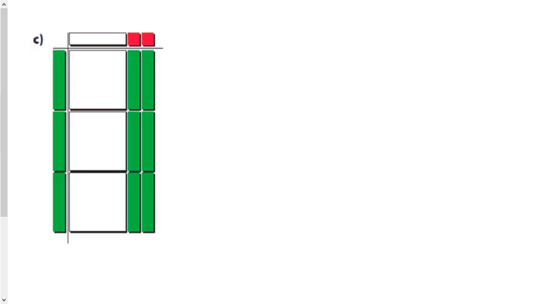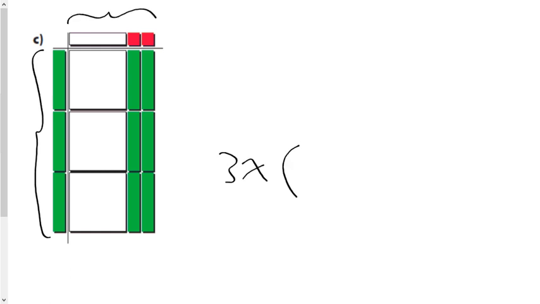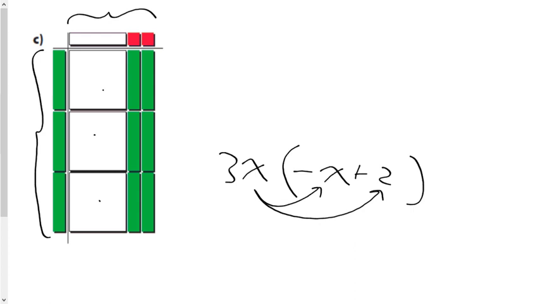And finally, our C looks confusing, but it's not so bad. Our monomial is here, which is 3x, multiplied by our length, which is going to be a negative x plus 2. If we were to expand without modeling it, we would use distributive property, but it's already been done for us because the area is actually the answer. So the answer is negative 3x squared plus 6x.